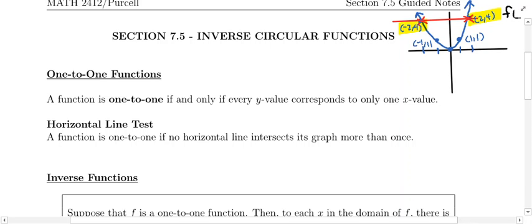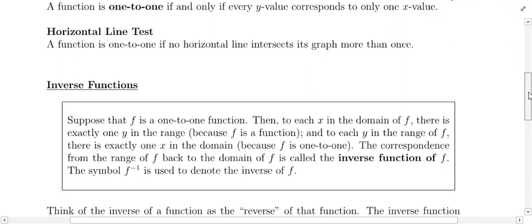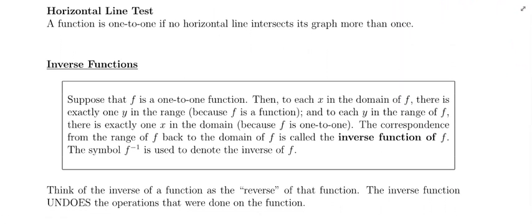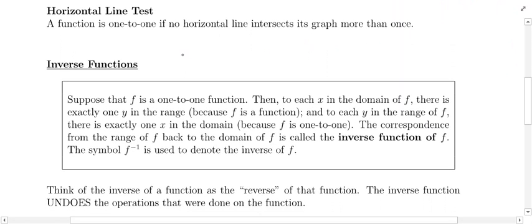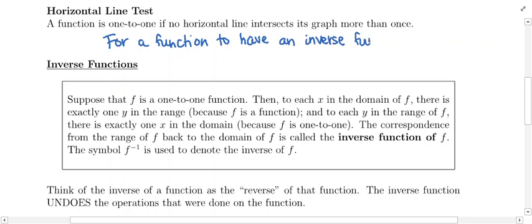So why is this important? The reason this is important is for an inverse function to happen. I'll put it this way: for a function to have an inverse function, the function must be one-to-one. So only one-to-one functions can have an inverse.